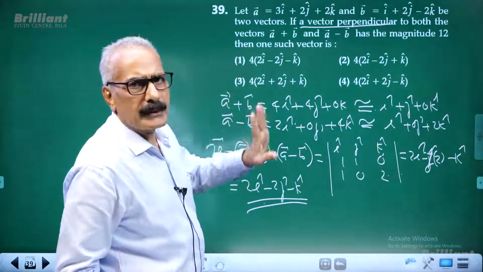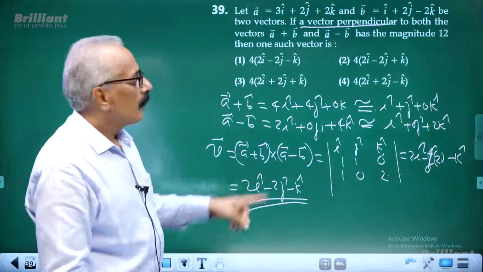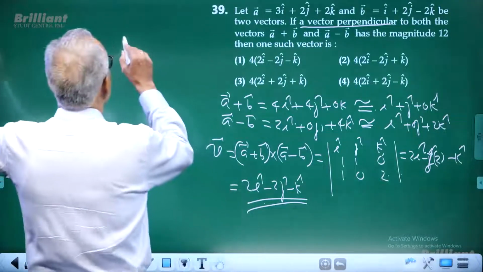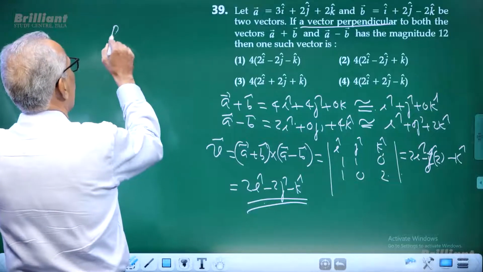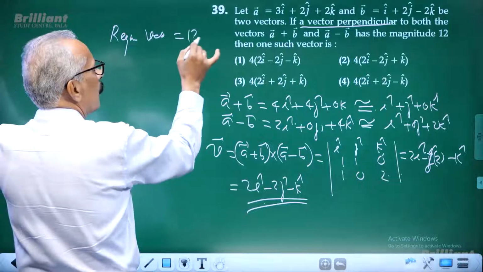So the option is absolutely this. What will be the magnitude of this one? 3. We want the magnitude of what? The magnitude 12. Therefore, the required vector is 12 v cap.